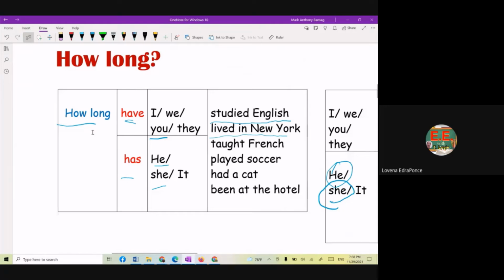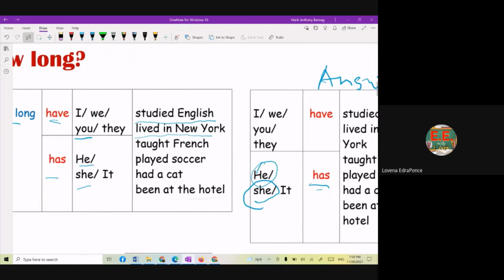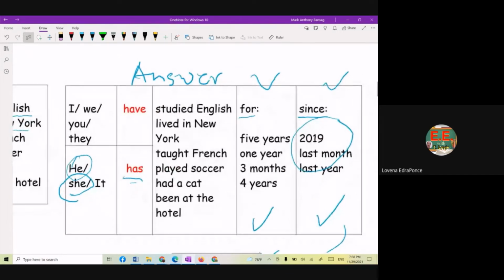So the same with he, she, it. How long has he played soccer? How long has she had a cat? How long has she been at the hotel? And for the answer, this is the way how to answer. Okay, I, we, you, they use have. He, she, it use has. Okay, remember, have and has is with this, has with this.